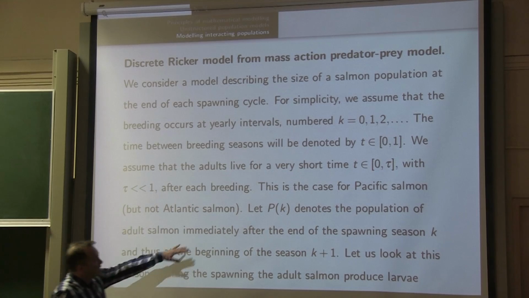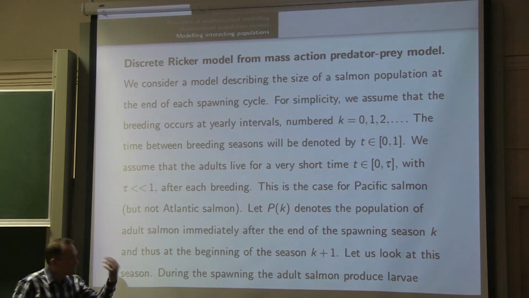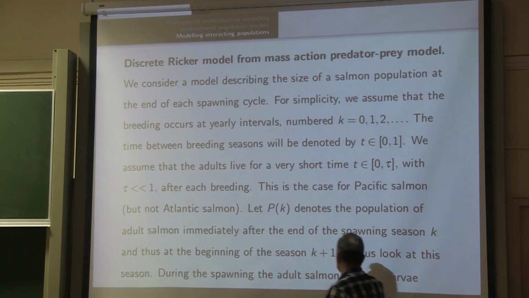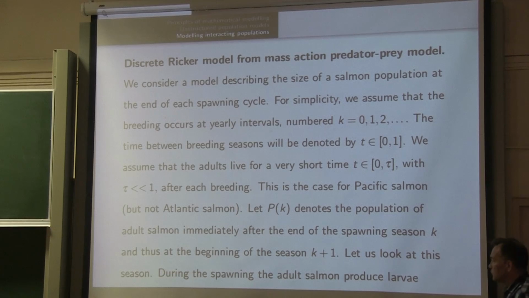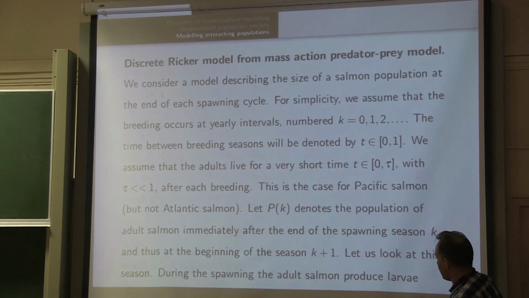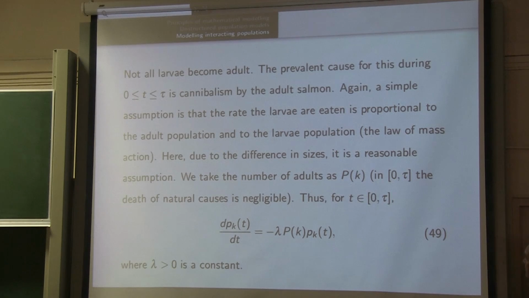Constants are different. So now, capital PK denotes the population of adult salmon immediately after the end of spawning season K, and thus at the beginning of season K plus 1. And let us zoom onto this season. During this spawning, the adult salmon produce larvae, and not all larvae become adult, and the prevalent cause is cannibalism. As I said earlier, adult salmon enjoy eating their offspring. And this is the prevalent case in this very short period of time. And because of the difference in size, it is quite reasonable to assume that there is mass action law.